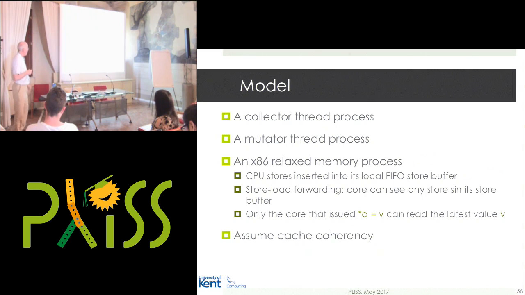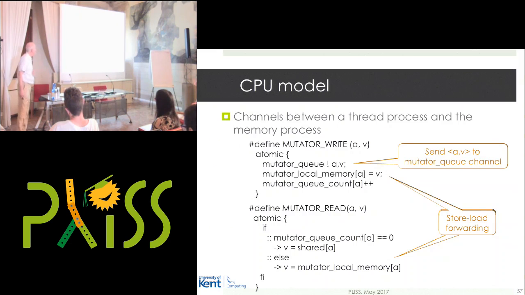So broadly, the memory process has the CPU add stores to a local FIFO store buffer. We've got store-load forwarding, so any core can see any store in its own buffer, but not others. Only the core that issued a write can read the latest value, and we assume cache coherency. And the code is really very simple.